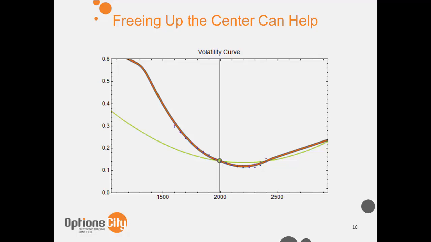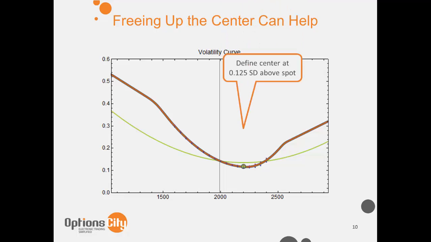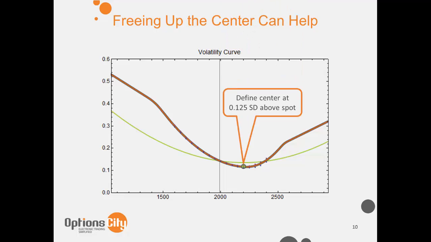We've got the curve. It fits reasonably well, but now let's take that center point and shift it up, let's say 1/8 standard deviation. Now we actually fit the market data a lot better, and we've freed up the requirement to have specifically a call side and a put side being defined to the left of spot and to the right of spot.